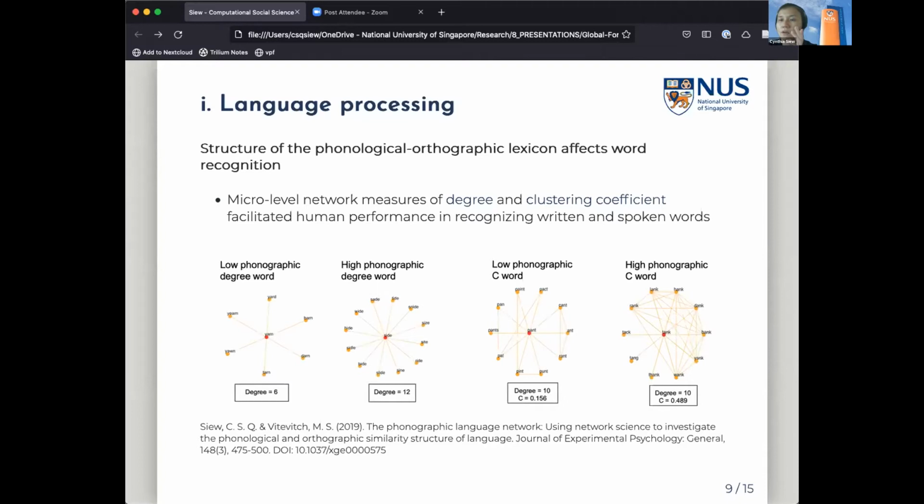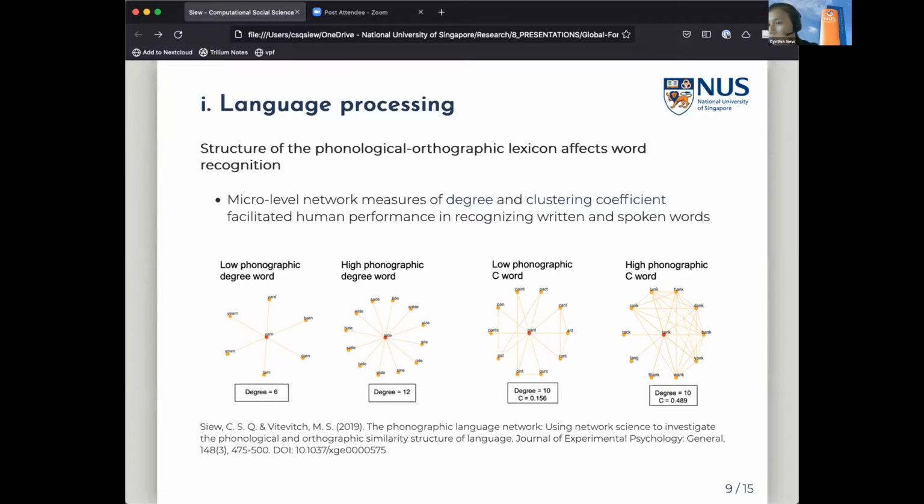I'll do this from the perspective of 5 different subtopics that I have done some work in. The first one is language processing, so pretty basic word recognition processes. The very broad take-home message is that the structure of the phonological and orthographic lexicon affects how quickly you process words.